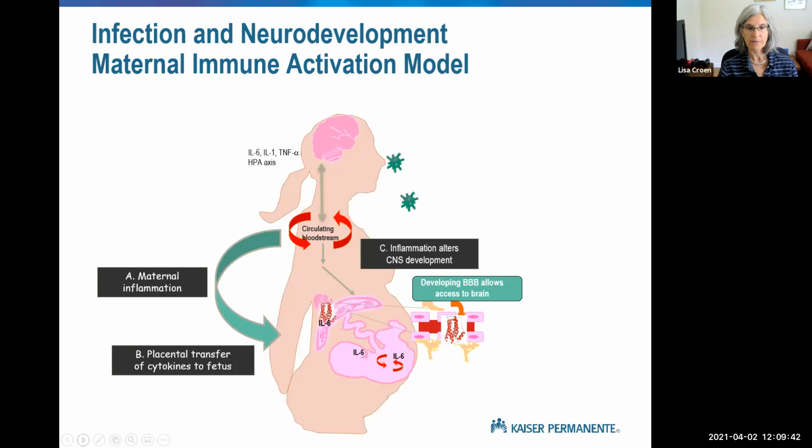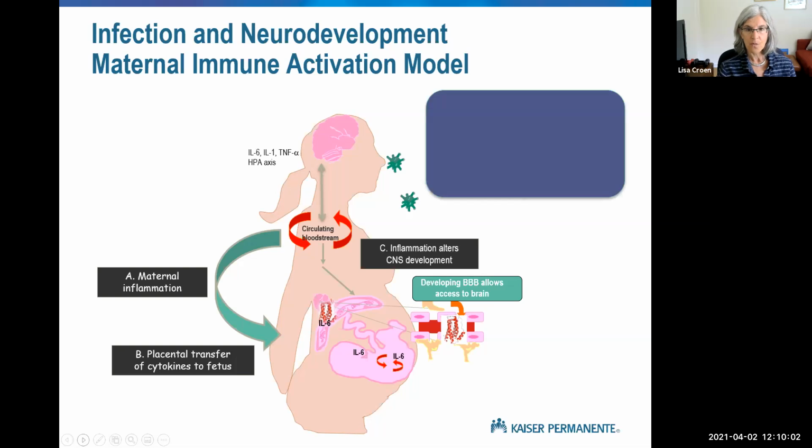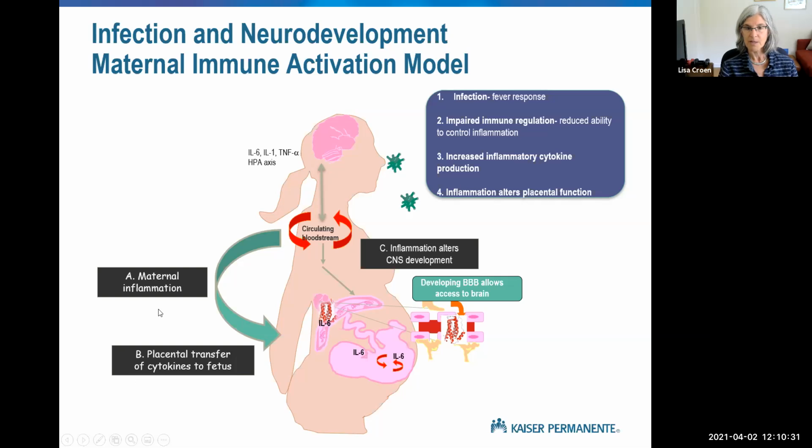And here's a very simple diagram or model of this maternal immune activation model, which we think is what's happening when someone gets an infection during pregnancy, and why it may impact neurodevelopment. So we have these little viral particles, let's say. A mother becomes infected, she has a fever response. There's impaired immune regulation, so there's reduced ability to control the inflammation. You have this increased inflammatory cytokine production, and here's some cytokines being produced. They get into the maternal circulation. We have this generalized maternal inflammation. This inflammation can alter the placental function, and there's placental transfer of cytokines to the fetus.